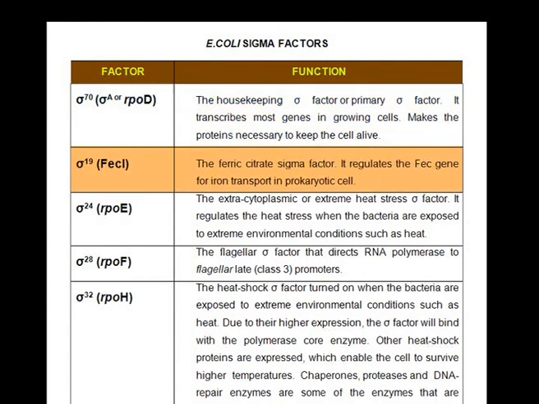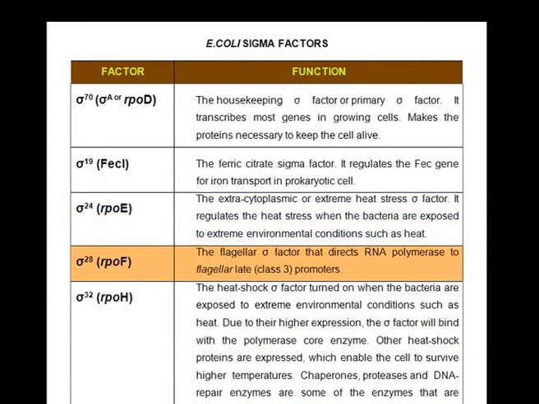Second one, sigma 19, the ferric citrate sigma factor. It regulates the ferric citrate gene for iron transport in the prokaryotic cell. Sigma 24, RPOE, the extracytoplasmic or extreme heat stress sigma factor. It regulates the heat stress response when the bacteria are exposed to extreme environmental conditions such as heat.